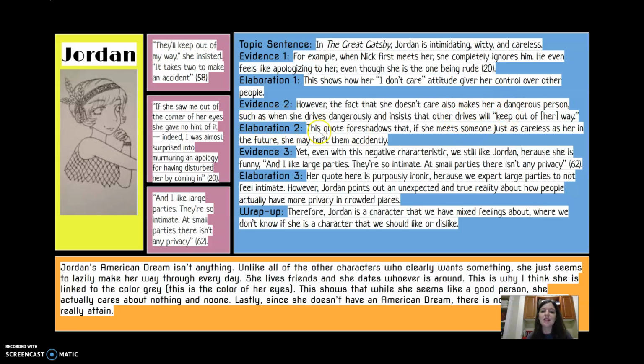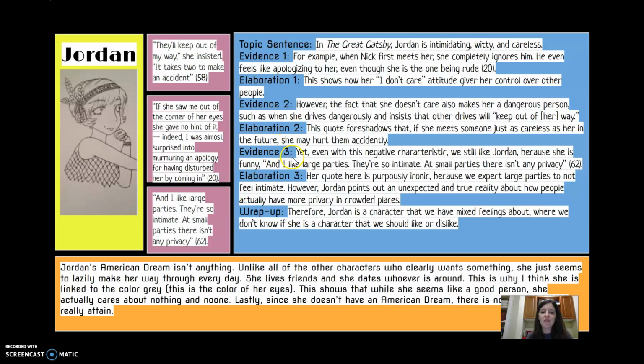And then elaborate. This quote foreshadows that if she meets someone just as careless as her in the future, she may hurt them accidentally. And so they explain what this shows about her character, and that goes to the careless. We actually have a small error here where this word careless should be second because it's the second one that they prove. And so no writer's perfect. We're seeing some little errors in this student example, but I still think it's a really good example.